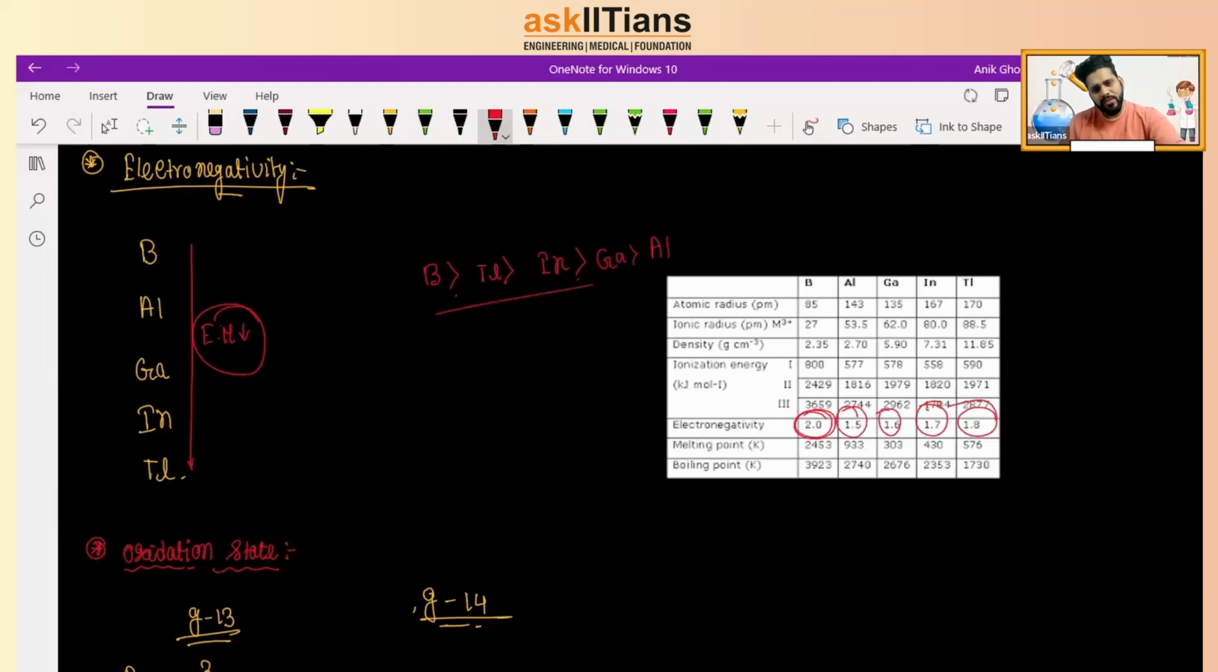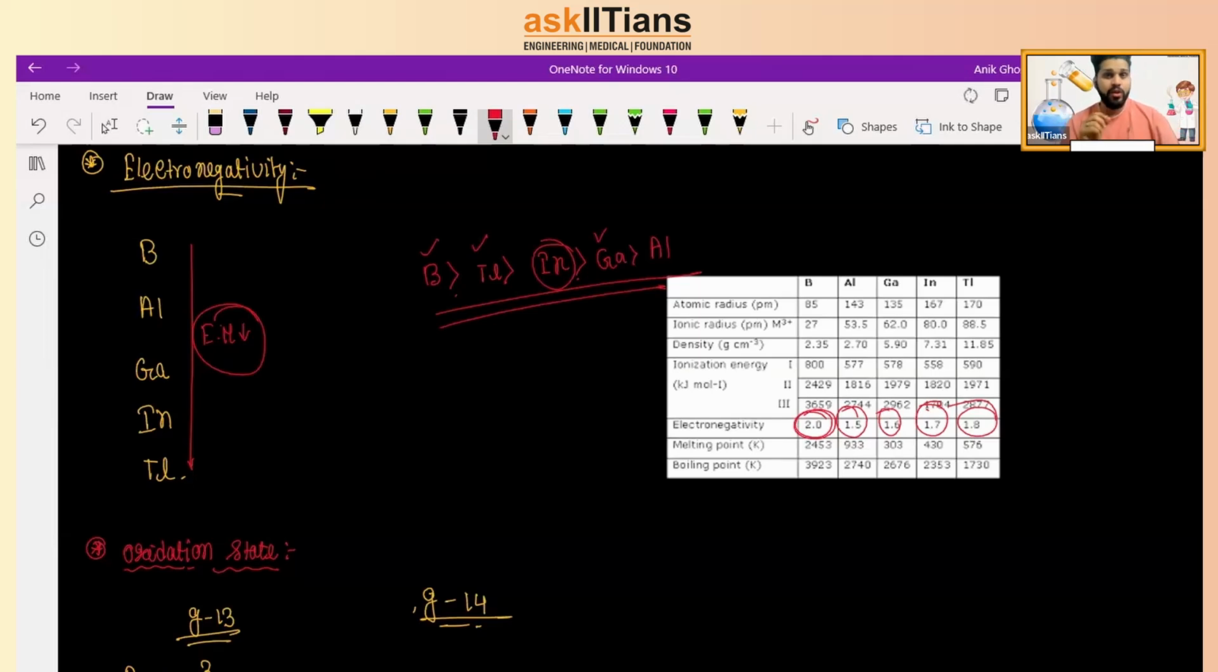Now, you must ask me a question. Boron, thallium, gallium, this much is fine. Why is indium coming over here? Because you just told us why thallium is taking that jump all the way up to the second spot, then why gallium is there. You told us all those things. But why is indium coming up now in terms of electronegativity? It wasn't there when we were discussing ionization enthalpy. Why suddenly here?